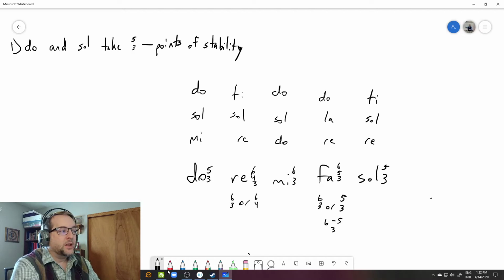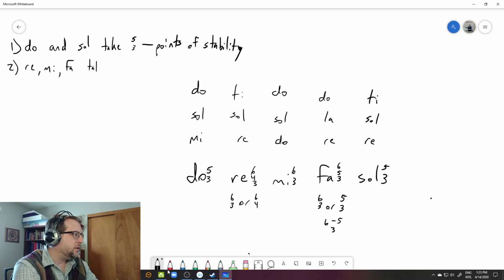Secondly, in between, and you remember back when we started with our 3-voice texture, everything in between, the re was a 6/3, the mi was a 6/3, the fa was a 6/3. And so, just like we were talking about in aural theory recently, the chord of the 5th is stability, the chord of the 6th is motion. Re, mi, fa take 6-3. Chords of motion.